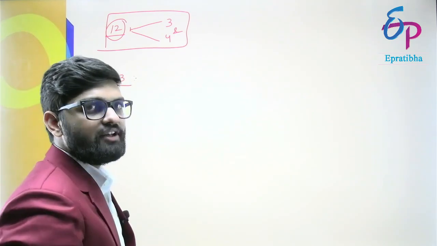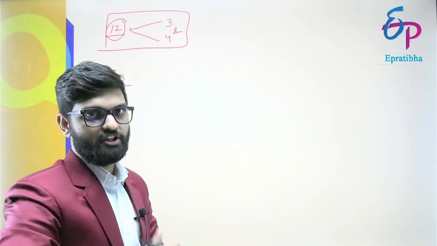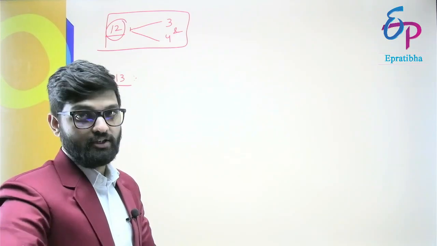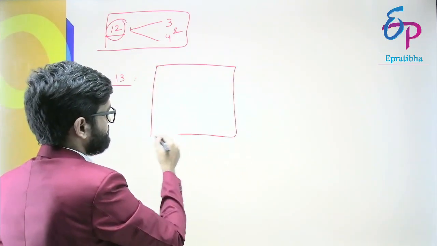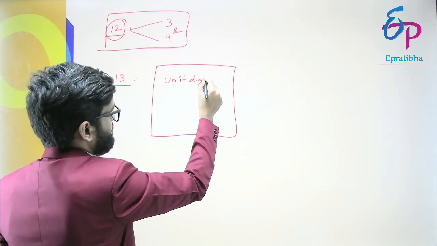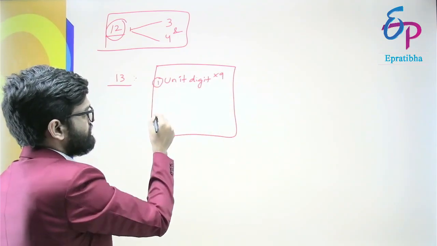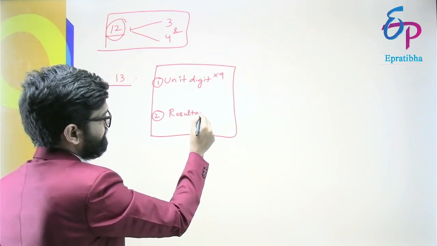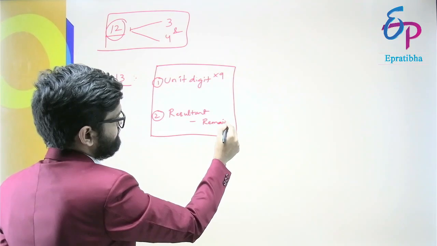How can you tell whether a number is divisible by 13? It is the same as 7. Just recall 7. What are we doing in 7? You multiply the unit digit with 2 and subtract the result from the remaining number. Something like this. Here, the unit digit you have to multiply with 9. Same process, a 2-step process only. Multiply the unit digit with 9 and take the difference between the resultant number and the remaining number.